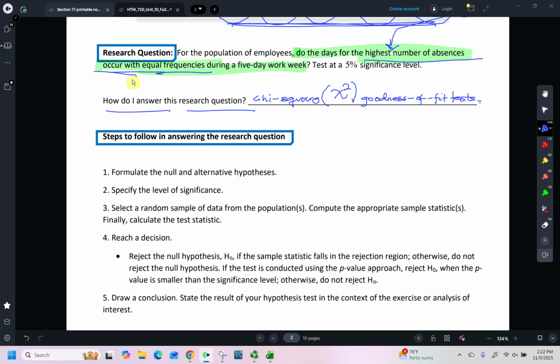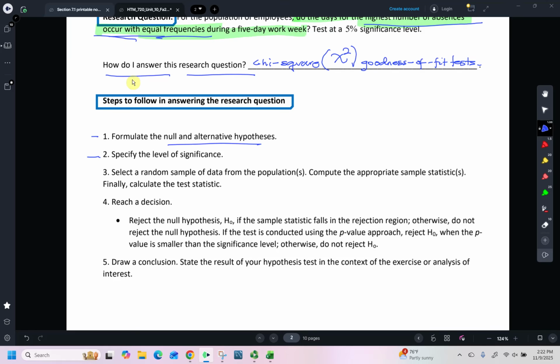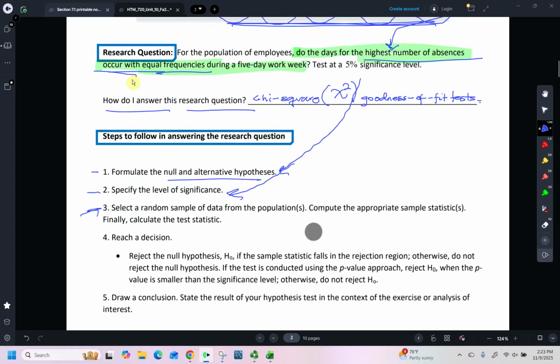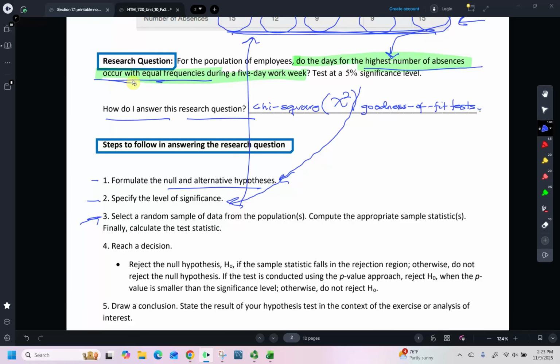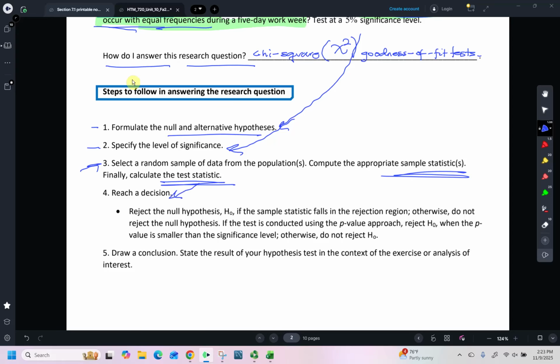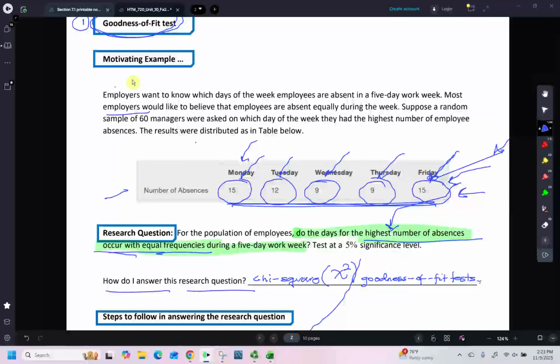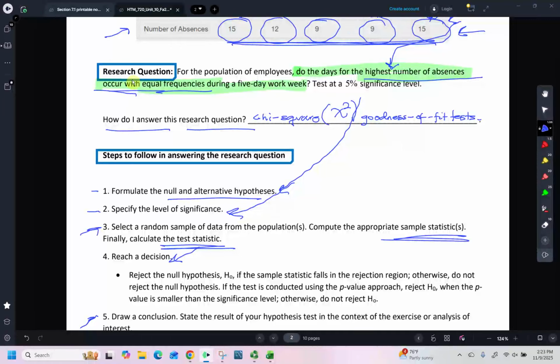What are the sequence of steps to follow? 1. We'll formulate the null and alternative hypothesis. 2. We'll specify the level of significance of the test. Then we'll take a random sample of data, which we have already been given, and we'll compute appropriate sample statistics and a test statistic for us to be able to reach a conclusion as to whether the sample data fits the hypothesized statement about the entire population, and then we'll draw a final conclusion. So back to this question, our interest is, let us take on each of the steps.